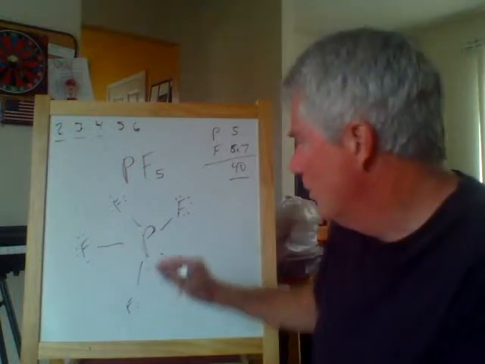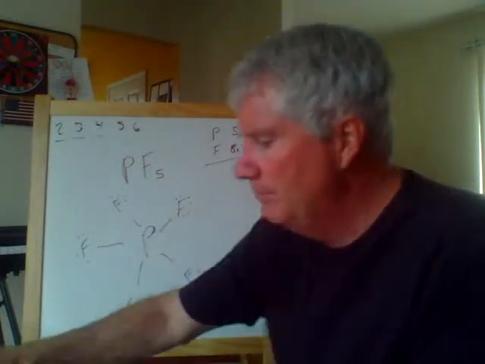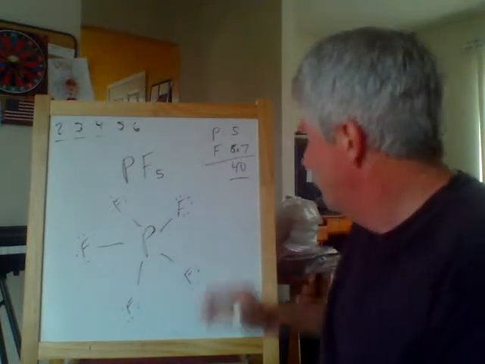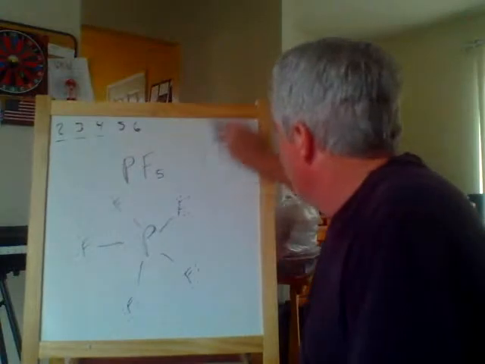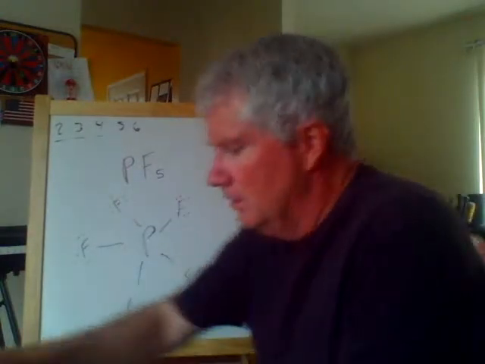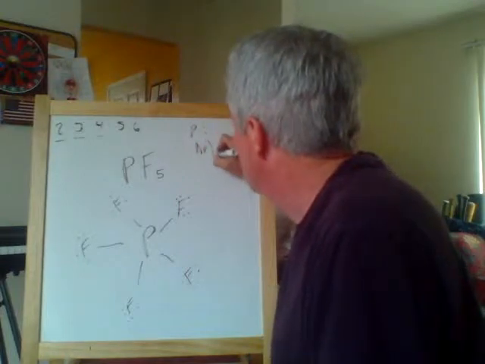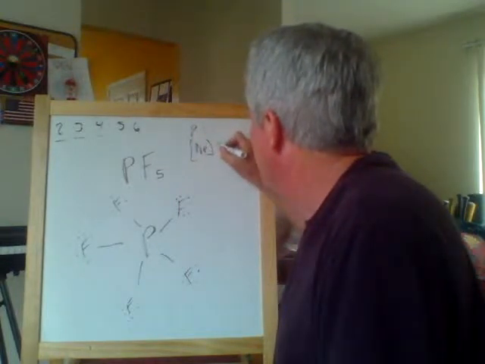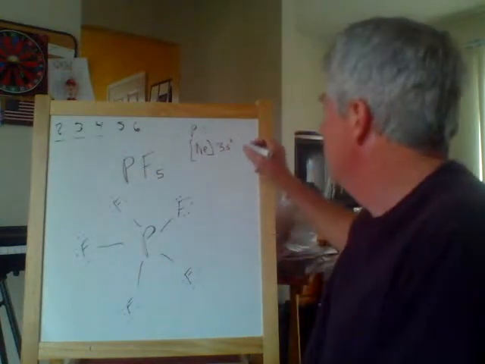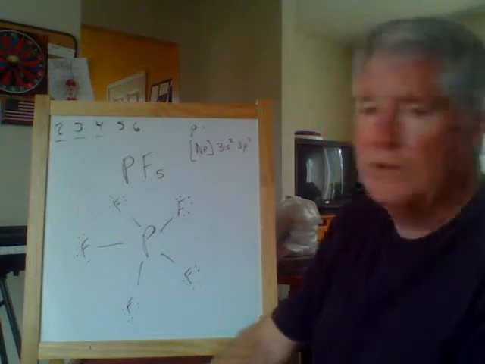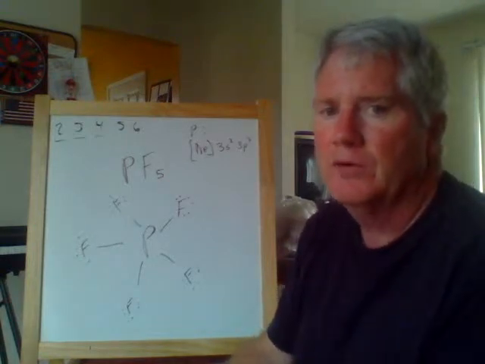I mentioned it once before, that phosphorus is in period 3, and it has the structure of argon. Let me make sure I got that right. Structure of neon, sorry. So phosphorus is neon, and a 3s has 2 electrons there, and it has a 3p, it has 3 electrons there. So that has its 5 valence electrons in phosphorus.